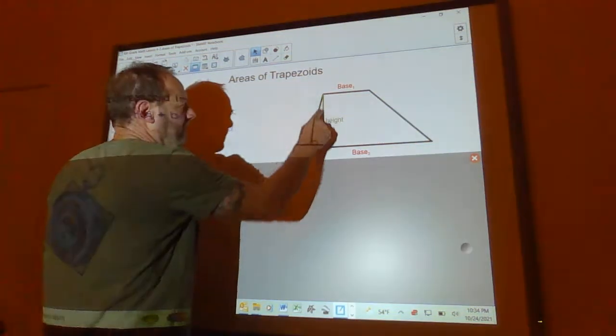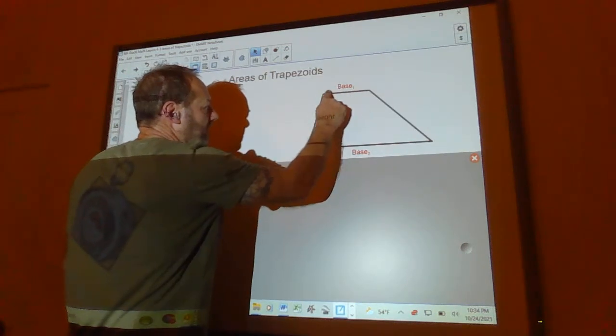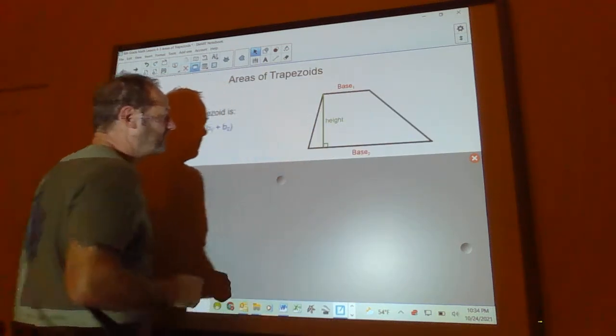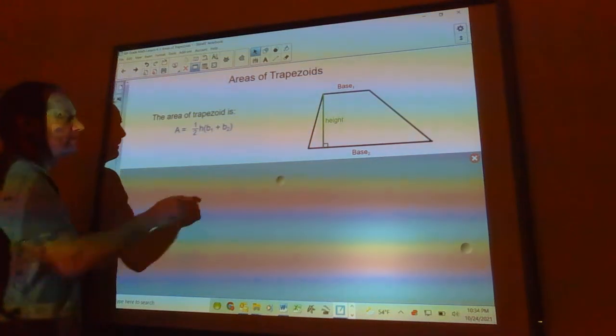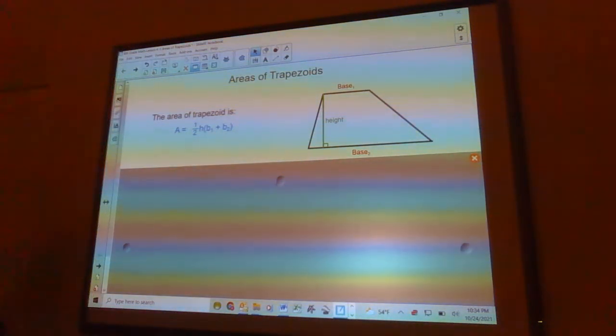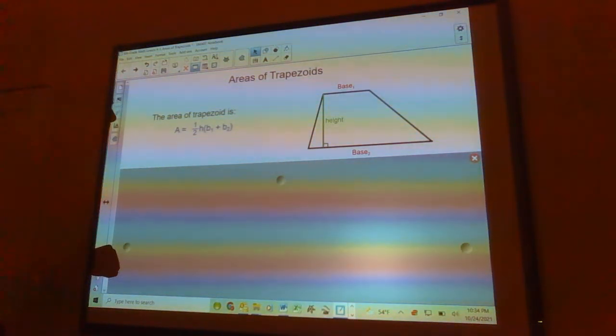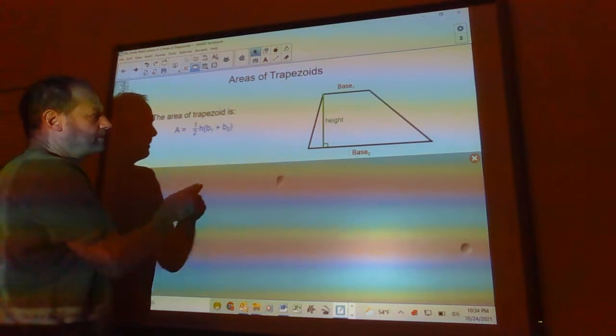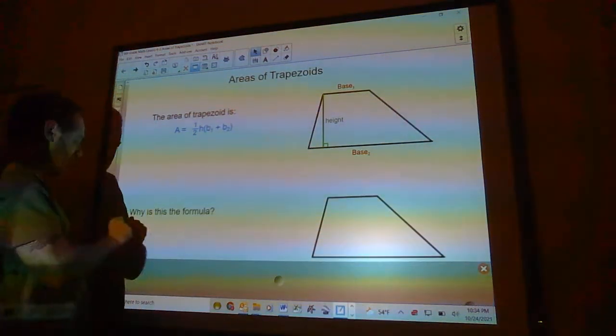So here's your height right here in green. Here's one of the bases, here's the other base. So you're going to take the two bases, add them together, and then multiply that number by h and then take half of that. Okay? So pretty simple formula. Now, why is that the formula?